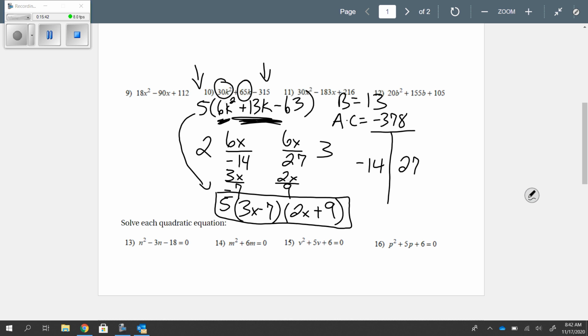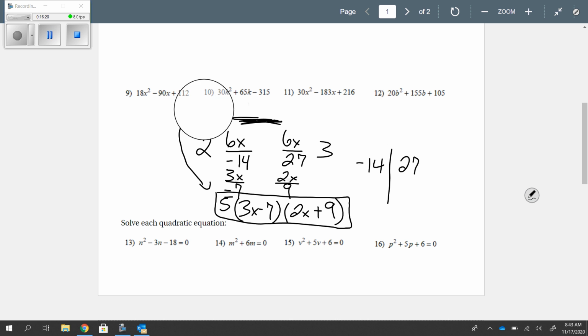Remember, after you factor out the greatest common factor, label A, B, and C. B is 13, A times C is negative 378. You go till you find your factors. On the test, the numbers won't be this big, don't worry. Then we find 14 and 27. We make the 14 negative: 6x over 14, 6x over 27. They both can be simplified just by two different numbers. The first one divided by 2, the second one divided by 3. You get 3x minus 7, 2x plus 9, and then you move the greatest common factor down.